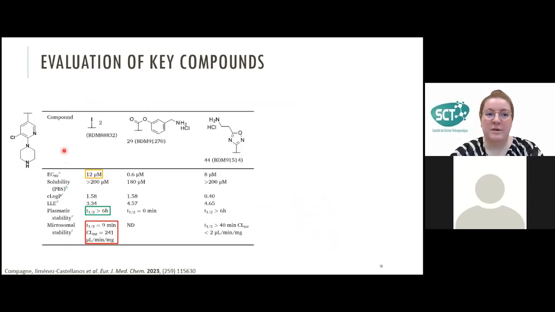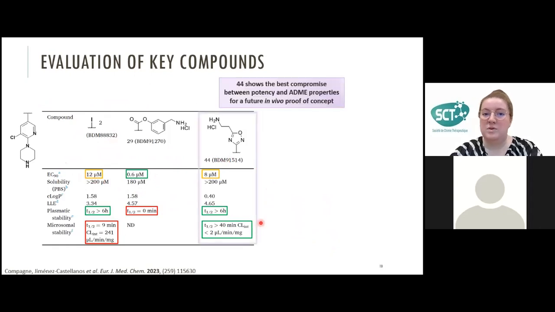So to conclude, here is a summary of the key compounds in our publication. First, the iodo derivative, our starting point. Next is STR29, our most potent compound, but which was completely unstable. And finally, here is oxadiazole 44, which is moderately potent, but very stable in plasma and in microsomes. So 44 here shows the best compromise between the potency and the ADME properties for a future in vivo proof of concept.